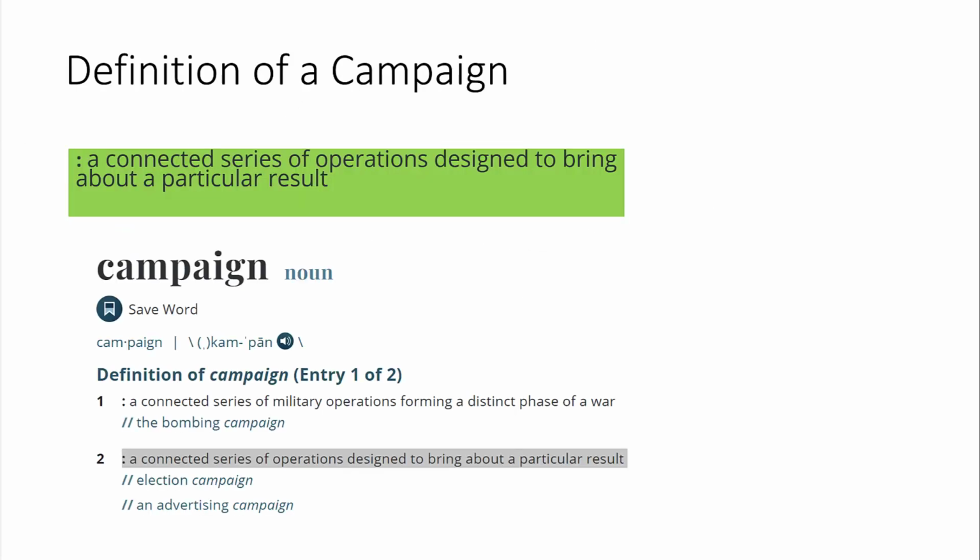So the first thing you got to do is first understand what a campaign is. So this is just a definition from online, and basically in the green box there, I'm talking about a connected series of operations designed to bring about a particular result. So that's basically what the definition of a campaign is.